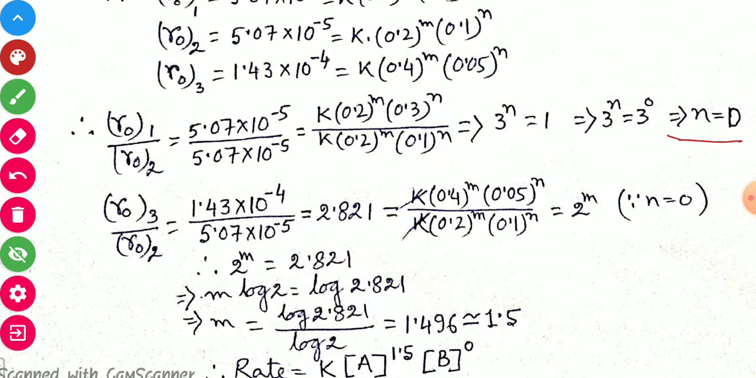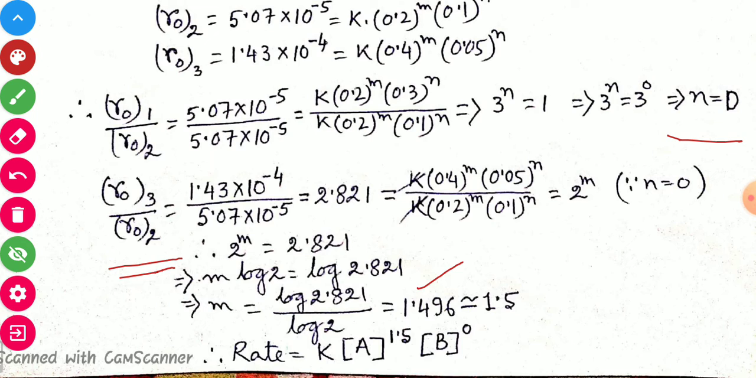Now, divide R0 3 by R0 2. You will get 2.821 value for 2 to the power m. So, 2 to the power m equal to 2.821. Hence, we must take log. So, m log 2 equal to log 2.821. Therefore, m equal to log 2.821 by log 2. Putting the log values, we get the nearest value is 1.5. Hence, with respect to A, the order is 1.5. Therefore, rate equal to K into molar concentration of A to the power 1.5, B to the power 0.